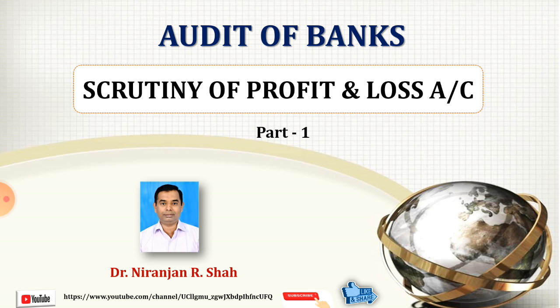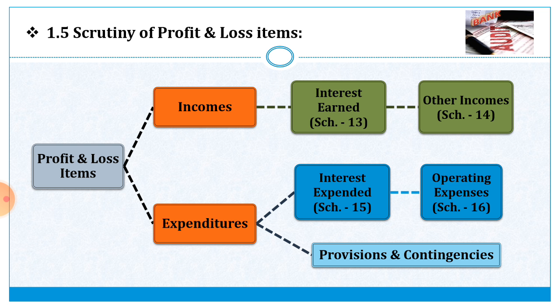Now we are going to discuss the items related to the profit and loss account. The profit and loss account is a revenue statement. It is prepared by the bank in Form B of Schedule 3 to the Banking Regulation Act 1949. Students, let's see the diagram of profit and loss account items.